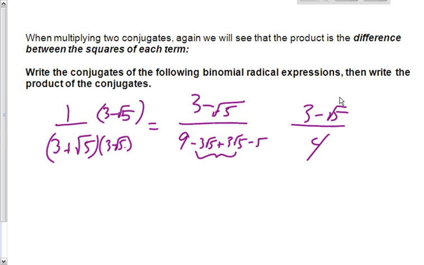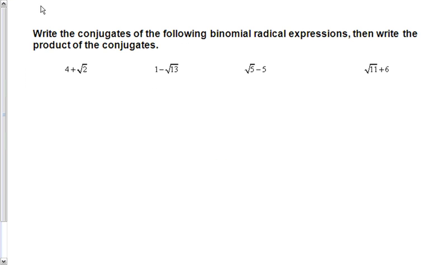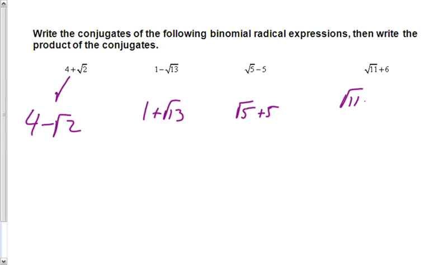Noticing that we don't have a denominator. Okay? So, let's do a couple of practices. What's the conjugate of the following? So what's the conjugate of these? That's 4 minus radical 2. What's the conjugate of this? It's 1 plus radical 13. The conjugate of this, still radical 5 in front, is radical 5 plus 5. And then this one right here is radical 11 minus 6. Okay? Notice how the signs have just switched to their opposites in between them.